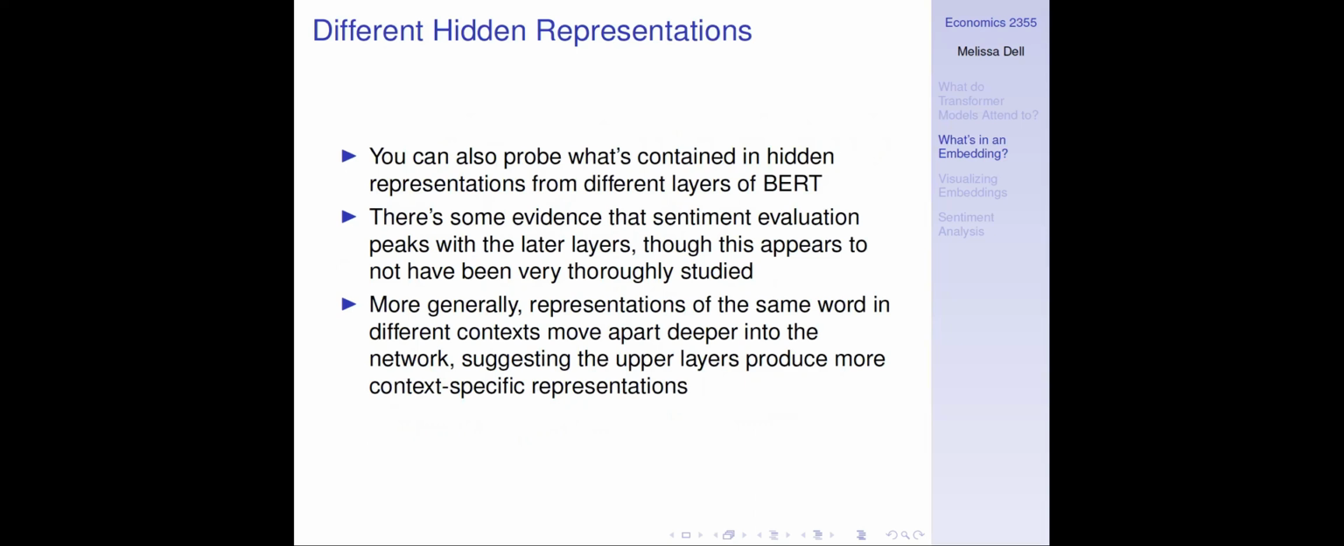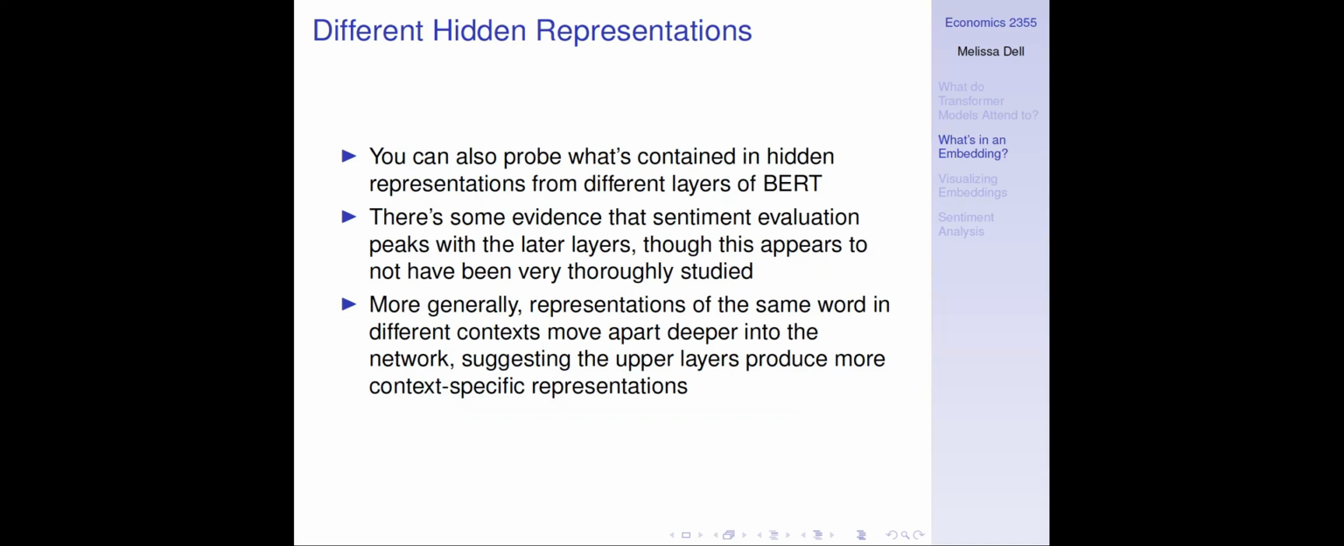Another thing that people have asked is, we know that there are different transformer layers, maybe 12 or 20 or even more different transformer blocks stacked on top of each other. You can also probe what's contained in hidden representations from the different layers of BERT. There's some evidence that sentiment evaluation, which we're going to talk about later, peaks with the later layers, although this appears to be not that well studied.